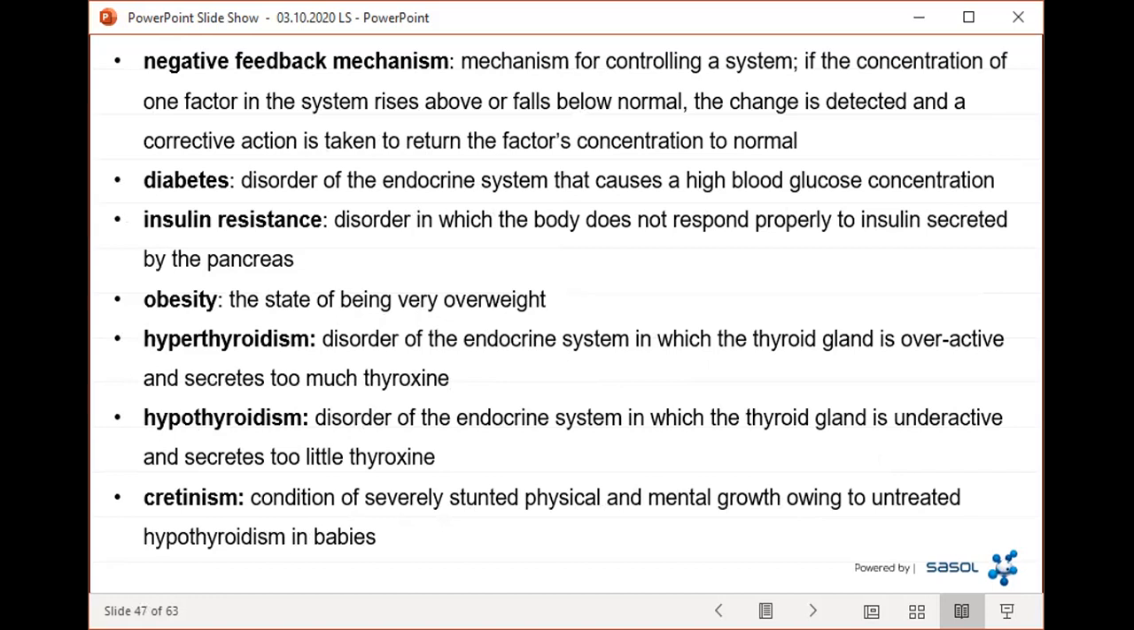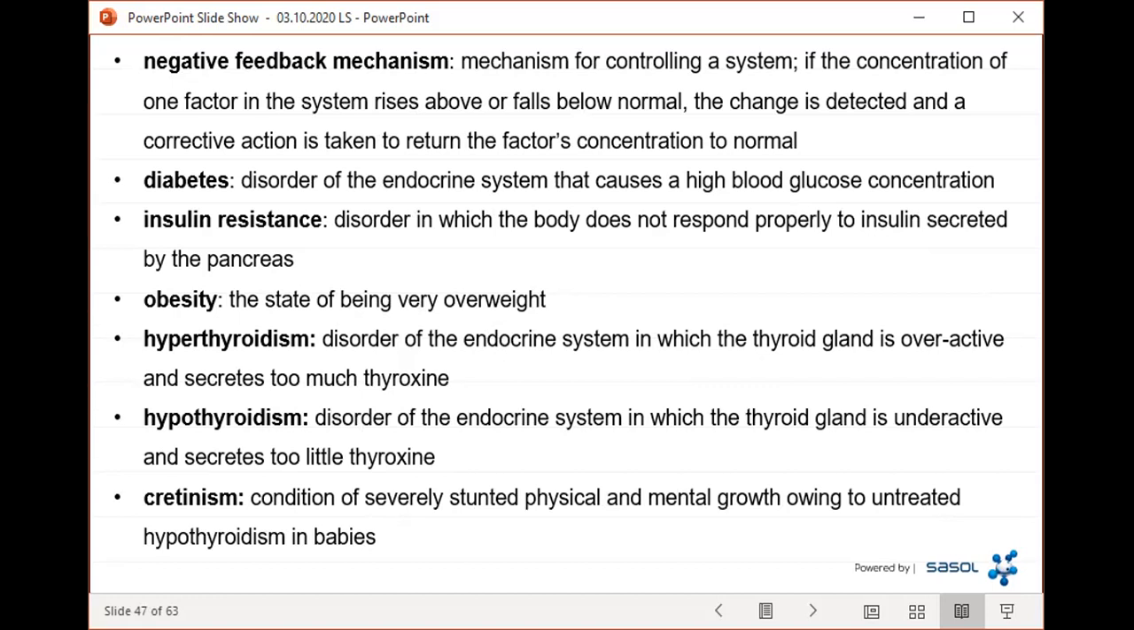Then we have the negative feedback mechanism. That's a mechanism for controlling a system. So if the concentration of one factor in the system rises above or falls below normal, the change is detected and a corrective action is taken to return the factor's concentration to normal. So you would remember those 7 steps, which start with detecting the imbalance, and then stimulating the control center, and so on and so forth.